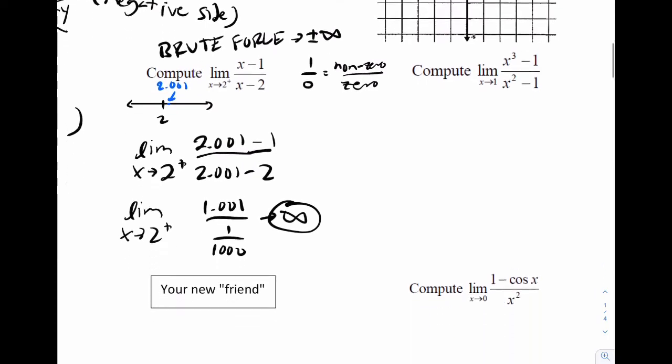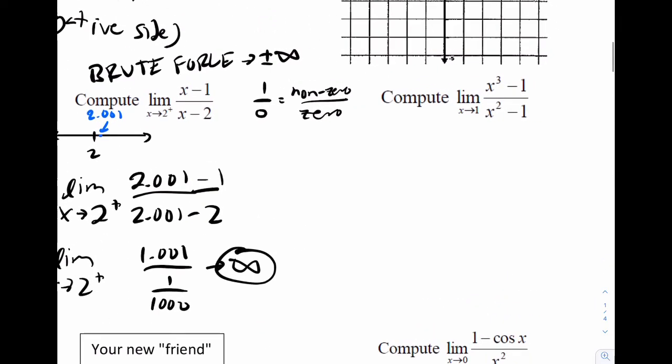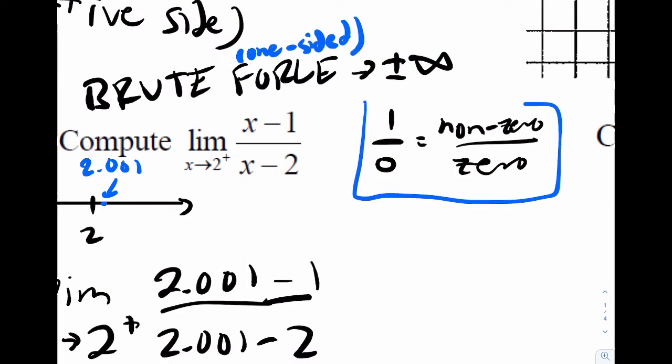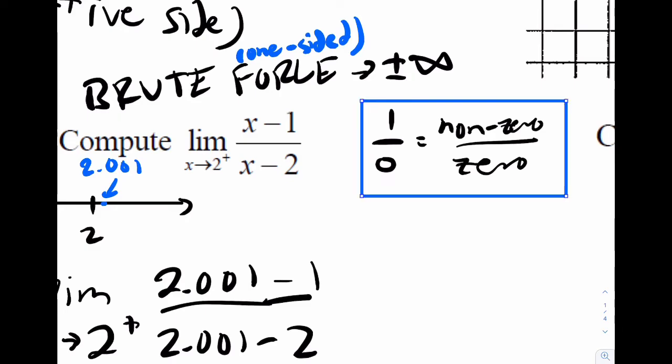Okay, next one. Compute the limit as x approaches 1 of x cubed minus 1 over x squared minus 1. So you could use a brute force method here, but notice how it's not one-sided, right? The brute force method is really good for one-sided limits. But also, we want to have this situation happen, non-zero over 0.